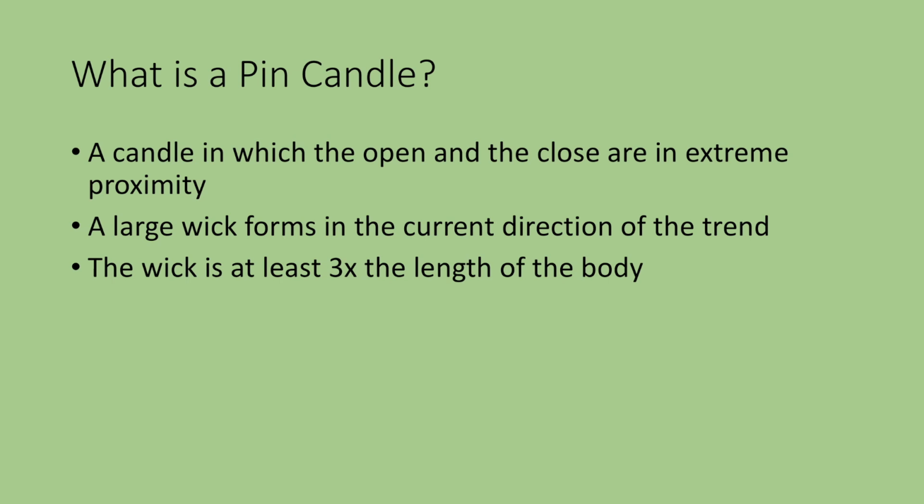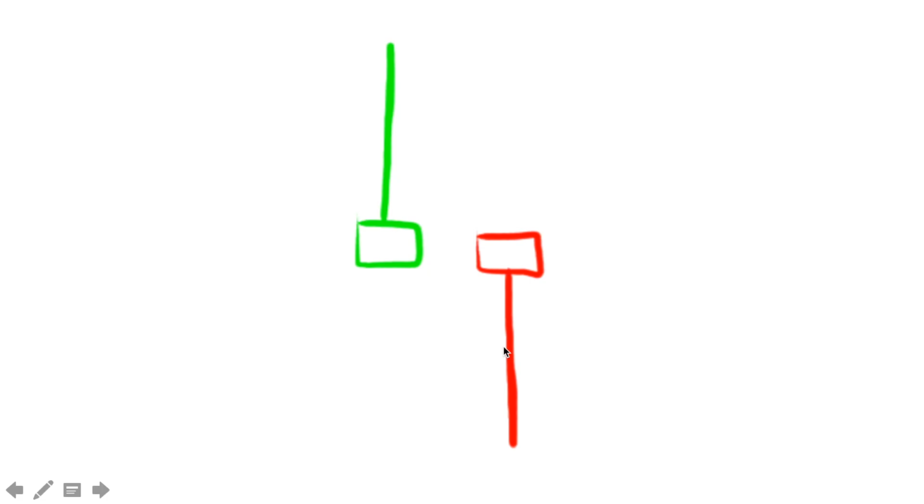A pin candle is simply a candle in which the open and close are in extreme proximity, meaning the open and close are very close together. A large wick forms in the current direction of the trend. There are these things called hammers and shooting stars, I don't really know exactly what they're called, but essentially the wick has to form in the current direction of the trend, and the wick has to be at least 3 times the length of the body.